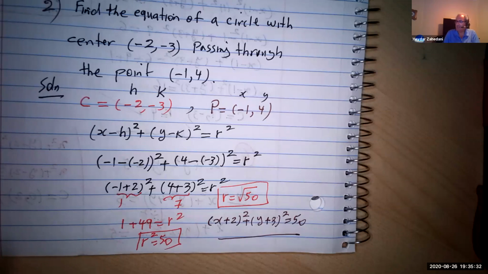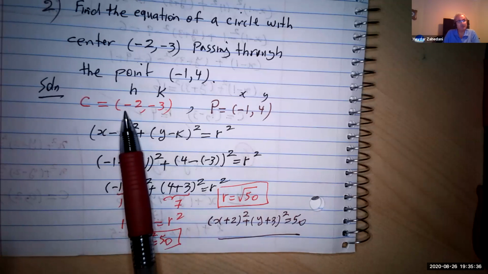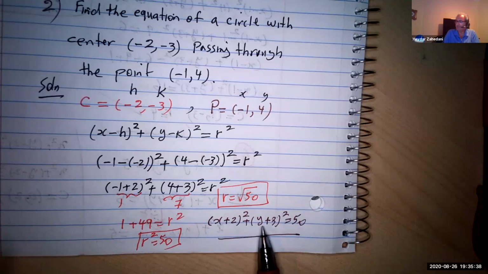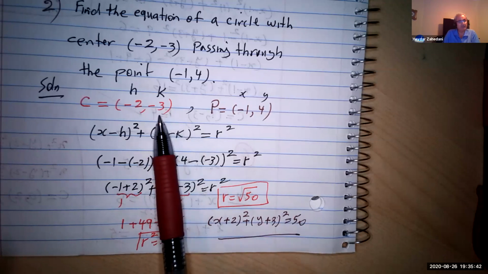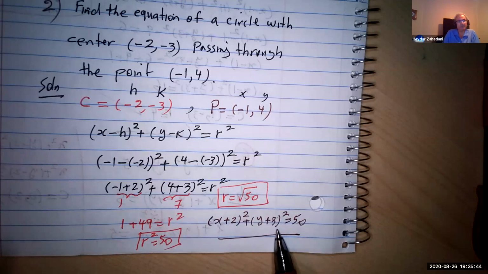That was x minus h, which would be x minus −2, which is going to be positive 2. y minus k, y minus −3, would be positive 3. All squared, equal to the 50. That would be the equation of a circle. Any question? So that's a type 2, according to us, problem number 3 for the test and the quiz.